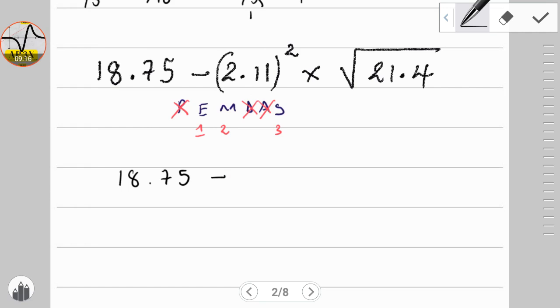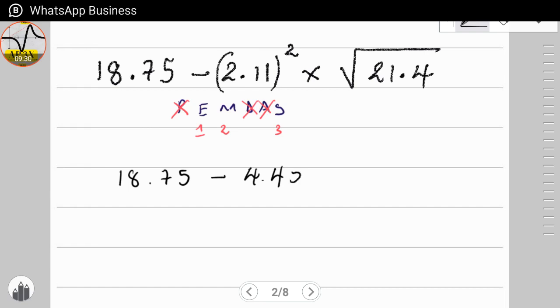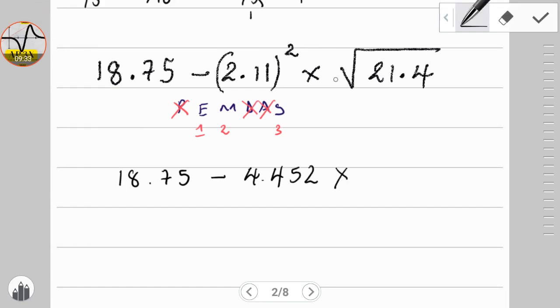We're going to be finding the square of 2.11. So let me grab my calculator here. So that's 2.11, and we're going to be squaring that. We should get 4.452 here. Okay, multiplied by, this is also an exponent, square root, cube root, they're also exponents. So we're going to go ahead and find the square root of 21.4, and we get 4.626, okay, approximately.